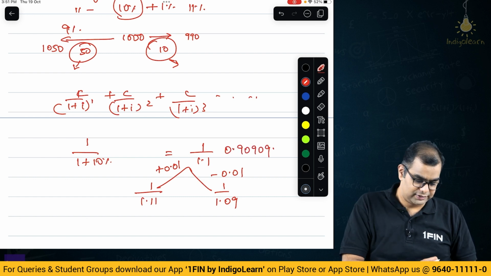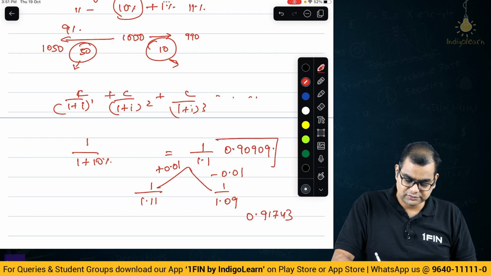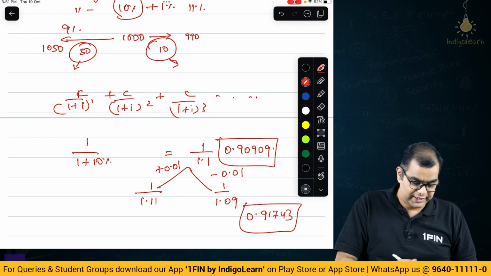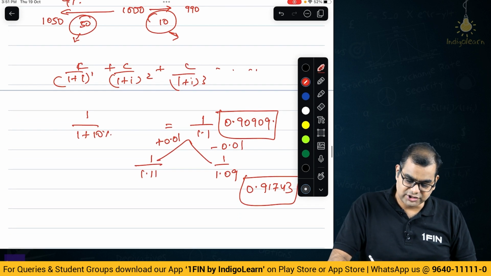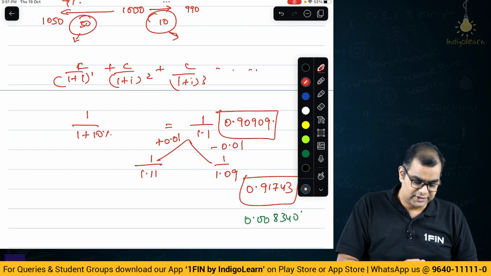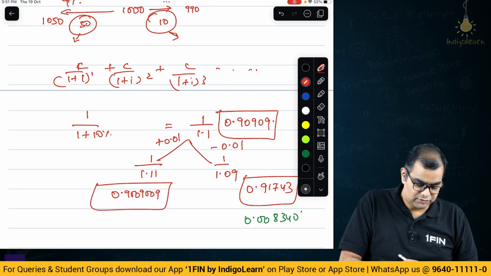0.90909. 1 by 1.09 is how much? 0.91743. And let me subtract 0.9090909 from this. You will get the change is 0.008340. Okay. Whereas what is 1 by 1.11? It is 0.9009009. So what is the change?